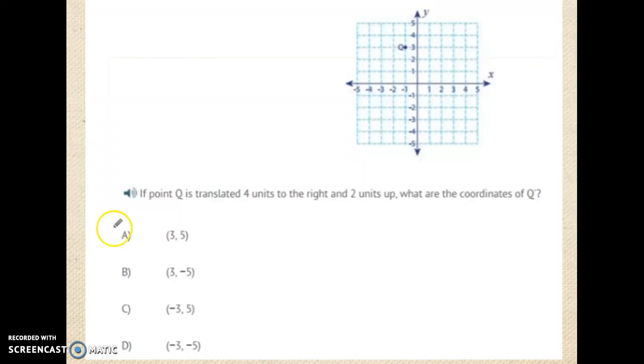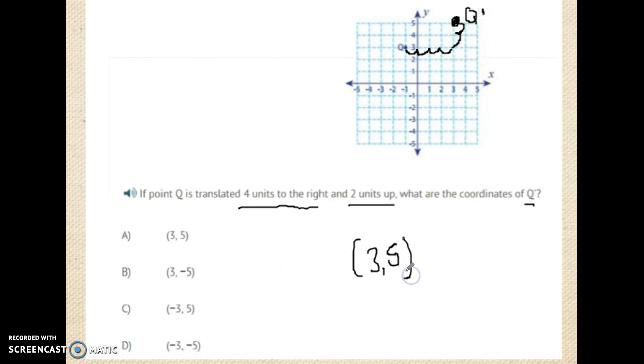Number 2, if point Q is translated 4 units to the right and 2 units up, what are the coordinates of Q prime? All right, so since it gives us a graph, we may as well use it. We're going to go 4 units to the right, and then we're going to go 2 units up, and that would be our new point, Q prime. So it looks to me like it would be located at 3, 5.